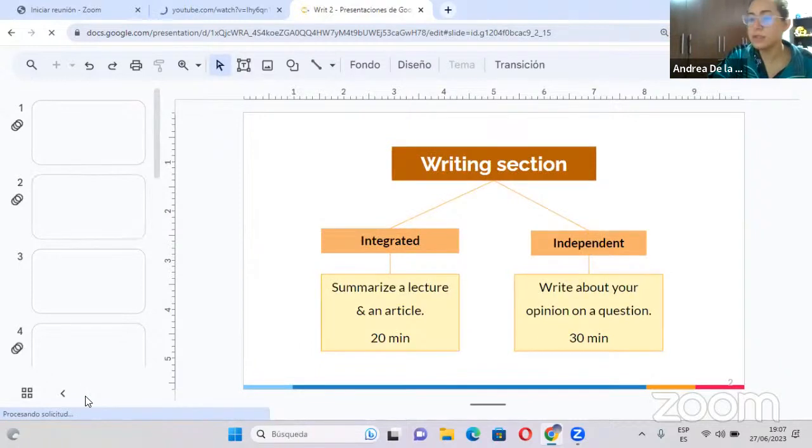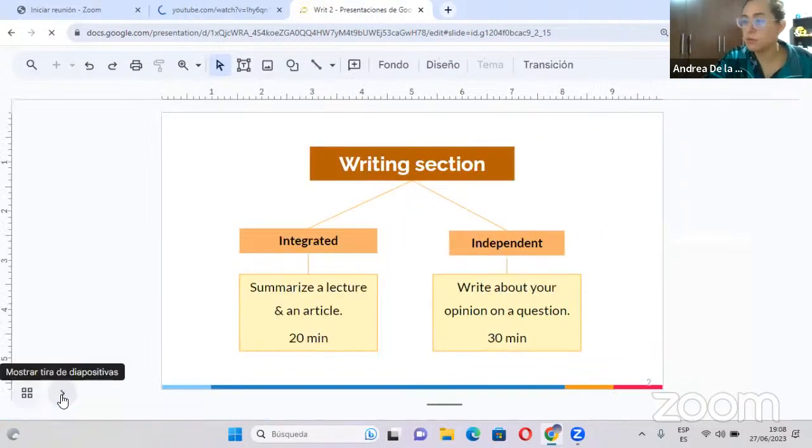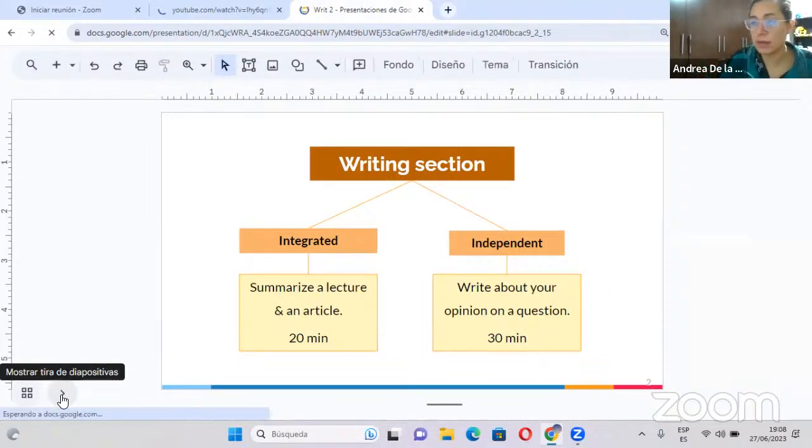So this is what we were saying, right? In the writing section, we have two different questions. The first one is the integrated question, the one that we were doing this past 3 days, where you have to first read an article, then listen to the lecture and summarize it for 20 minutes. And now we'll see the independent question.